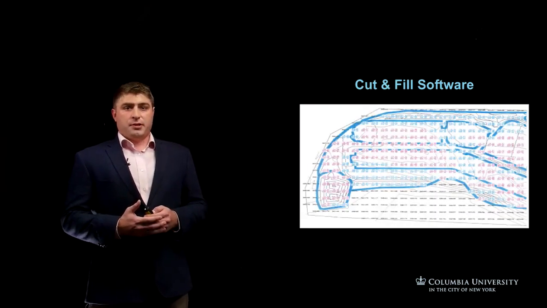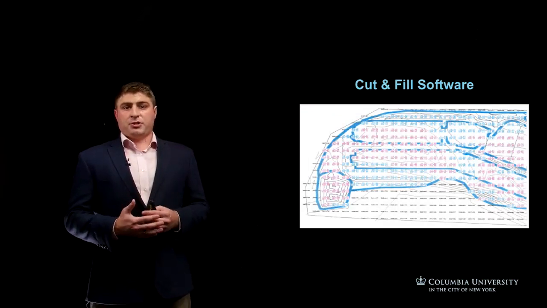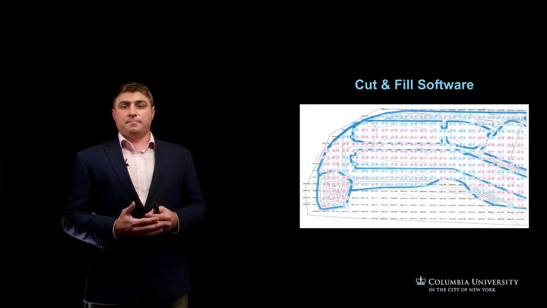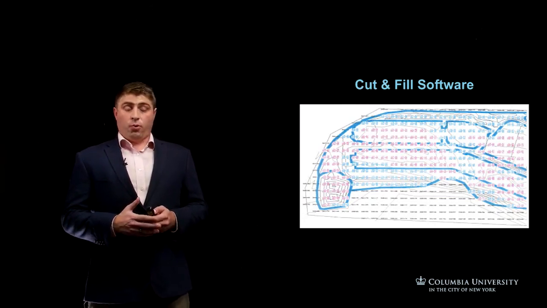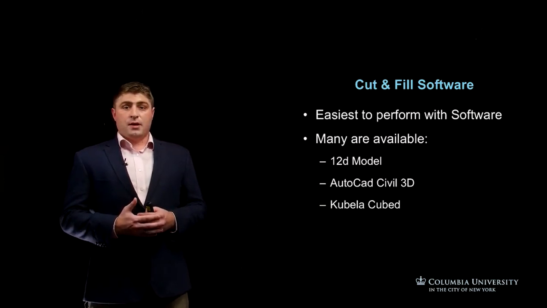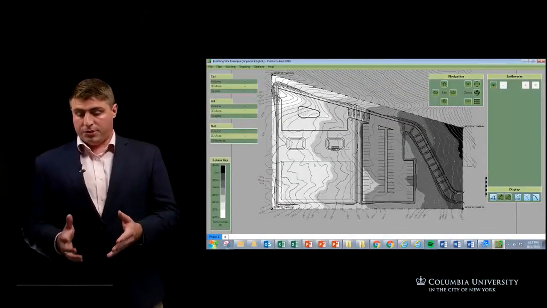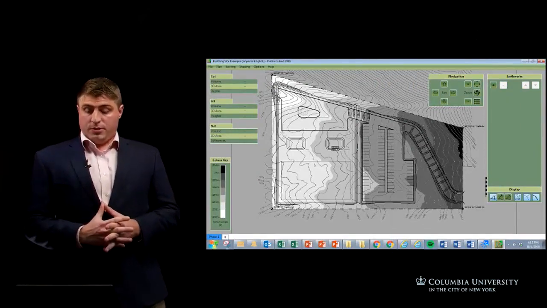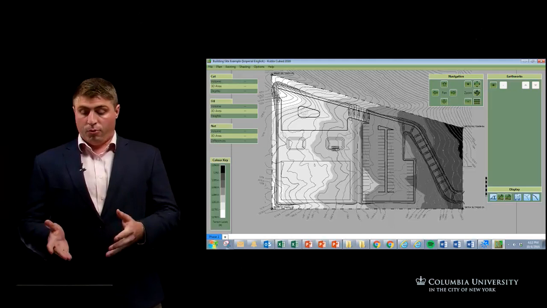These surveys can be transported into a site plan and uploaded to the specialized software for ease of measurement. Examples of software that can employ this type of technology include 12D Model, AutoCAD Civil 3D, and Cubella Cubed. So in this portion of the module, we're going to walk you through a software by the name of Cubella Cubed to show you how cut and fill quantity takeoff can be aided through technology.